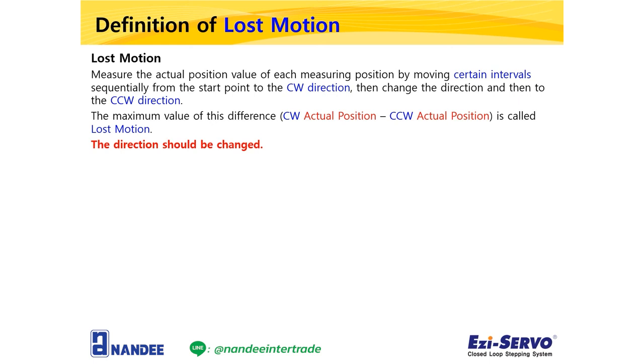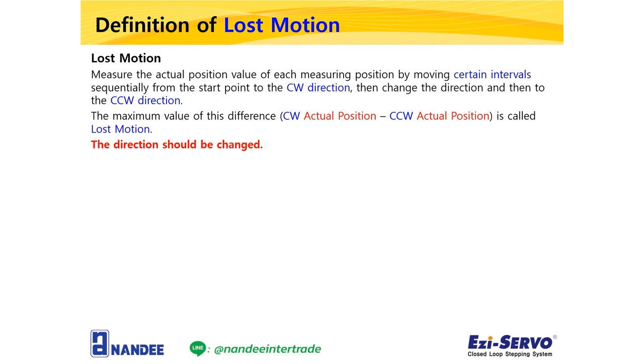To explain easily, you can think of it as the maximum difference between the actual position value when the motor is commanded to move at a certain interval in the clockwise direction and the actual position value when the motor is commanded to move at a certain interval in counterclockwise direction. In other words, lost motion refers to the position error that occurs when changing direction.